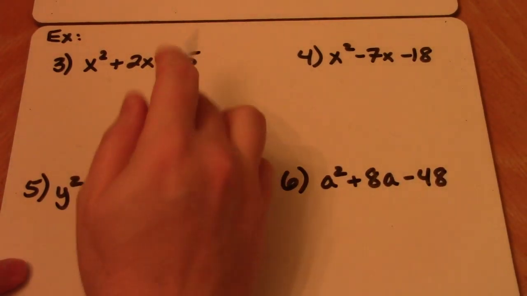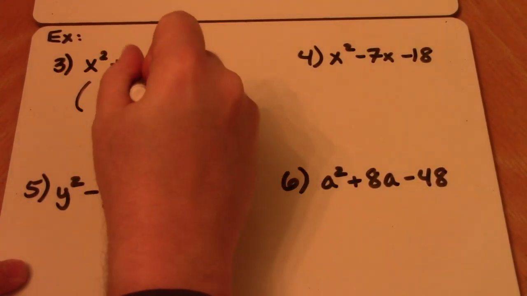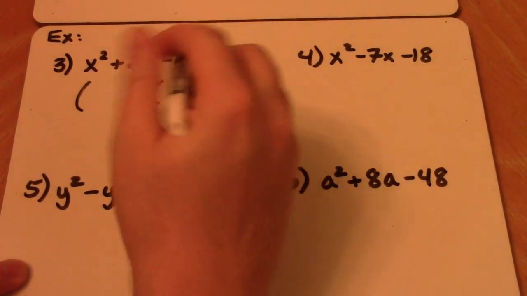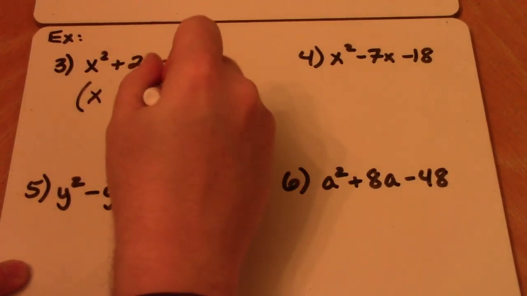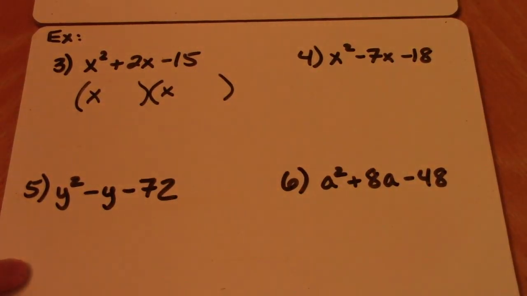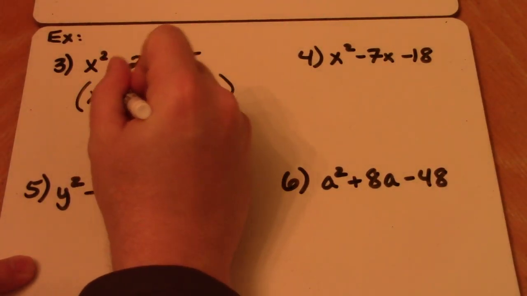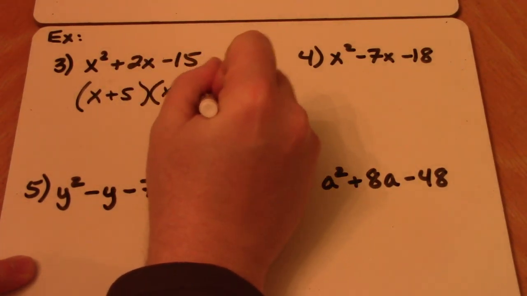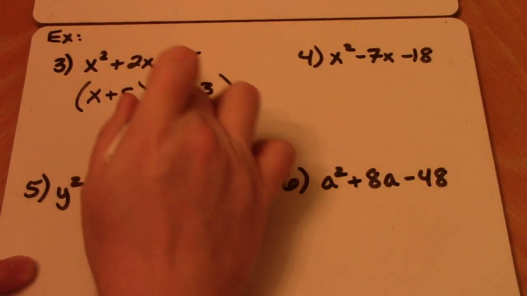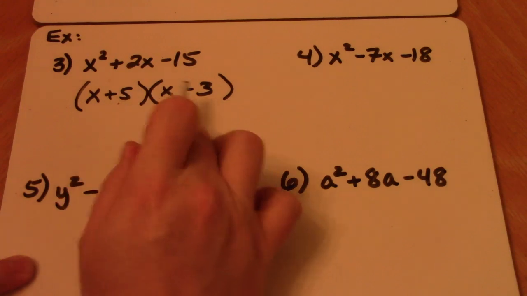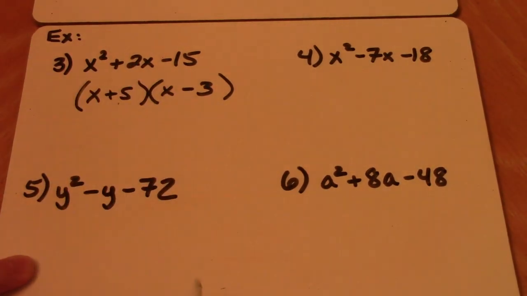Again, here we're looking for a pair of numbers that multiplies to negative 15 and adds to positive 2. So again, we should be able to do this relatively quickly by this point, but numbers that multiply to negative 15 and add to 2 would be positive 5 and negative 3. Positive 5 times negative 3 is negative 15. Positive 5 minus 3 is positive 2.